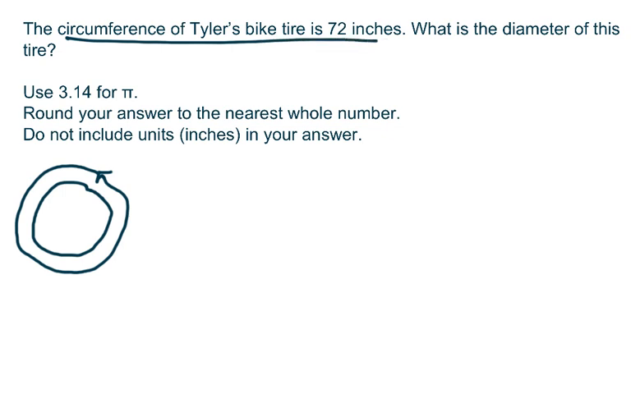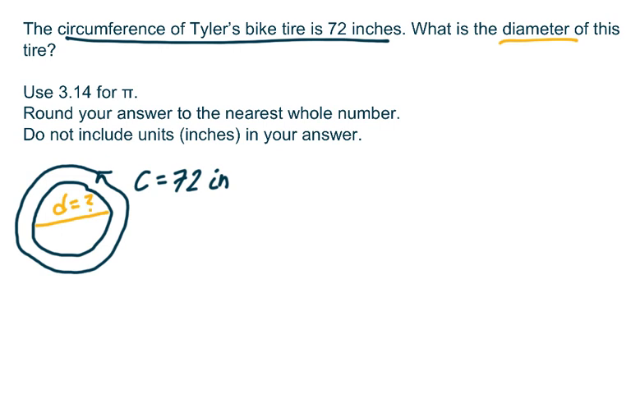We're given that information. And so I know that the circumference is the distance around the outside of a circle, and the circumference is 72 inches. Then I'm asked, what is the diameter of this tire? So diameter is the measurement that goes from edge to edge of the circle going through the center. So the diameter is what we're looking for.